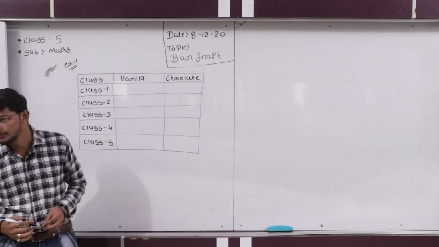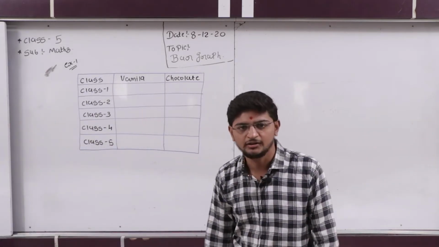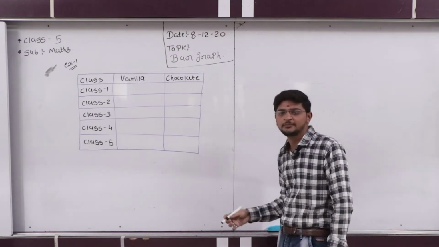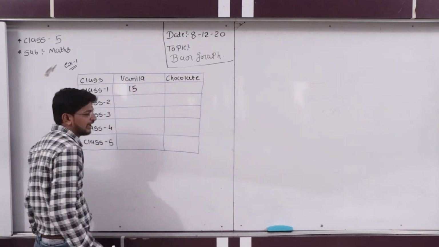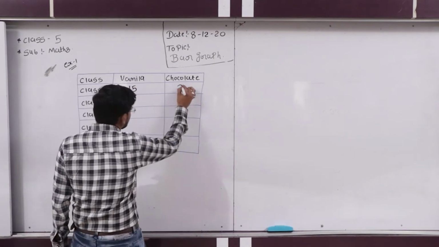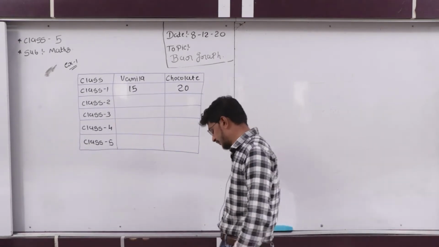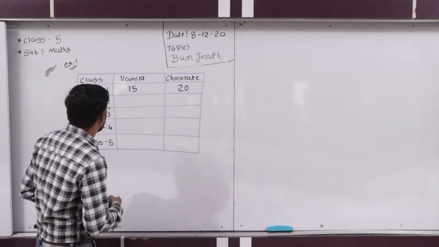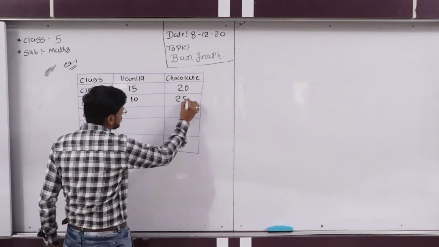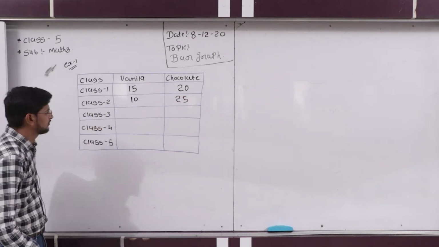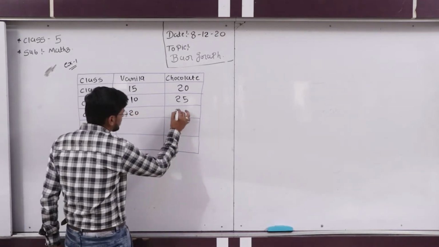Here we take some number of students who like vanilla ice cream in class 1 and some students who like chocolate ice cream in class 1. 15 students like vanilla ice cream in class 1 and 20 students like chocolate ice cream in class 1. Now class number 2. In class 2, 10 students like vanilla and 25 students like chocolate. Class 3, 20 students like vanilla and 30 students like chocolate.